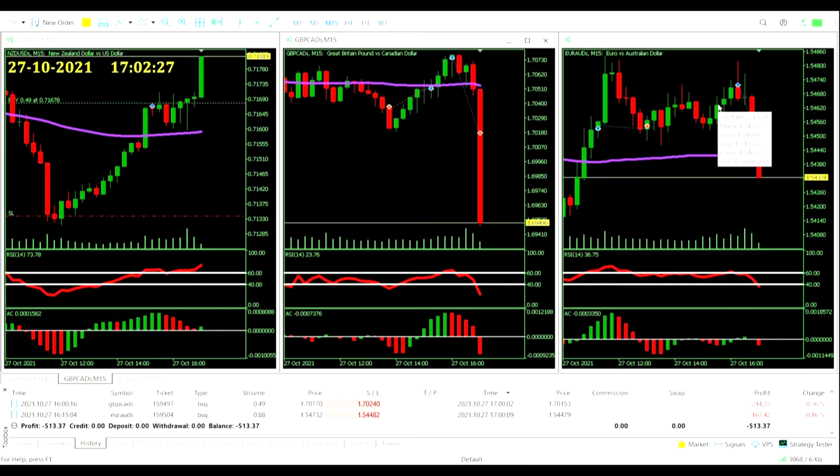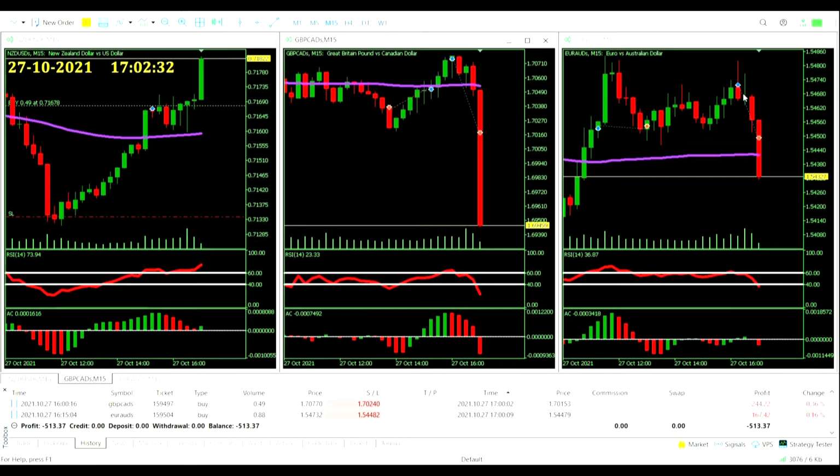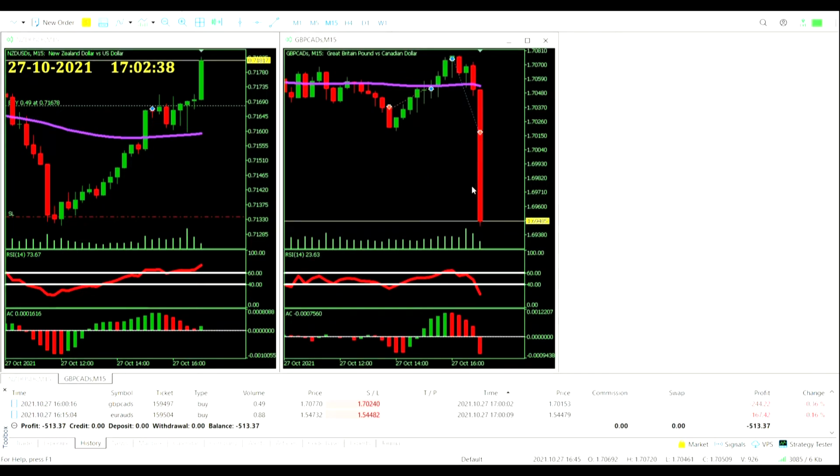I thought, well, it's just come out of range. It hasn't had a big move. There's potential for a big move there. We don't get it though. So let's get rid of that Euro Australian dollar. This pound CAD keeps going down.